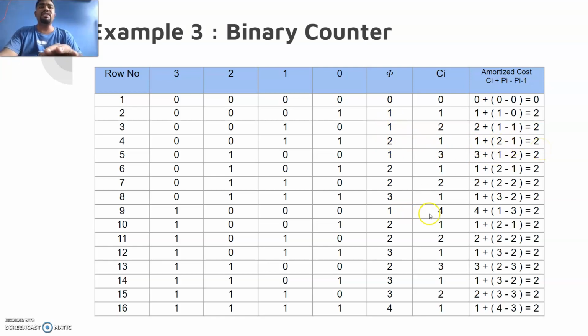You can go ahead and check it anyway. In this case, the current cost is 4. Okay, the current potential is 1 minus the previous potential. So it will be 1 minus 3, that will give me minus 2. So it will be 4 minus 2, that will bring about 2.